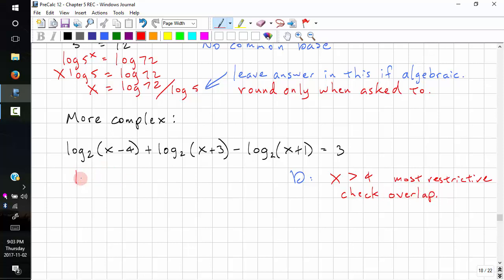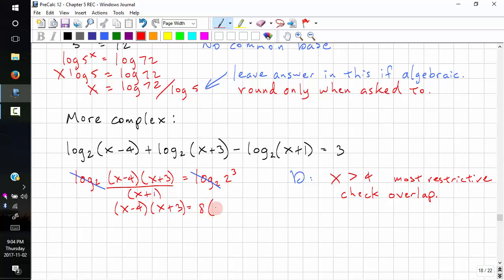Okay, let's combine this into a single log. Log base 2 of (x minus 4) times (x plus 3) over (x plus 1) and that equals 3. But let's convert this to a log base 2. We use the same base, and we use that as the power. Okay, now we can remove the logs. And we have (x minus 4)(x plus 3). That's 8. And we're multiplying by x plus 1.